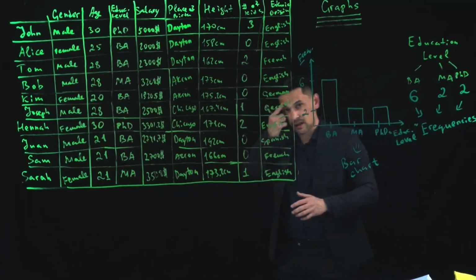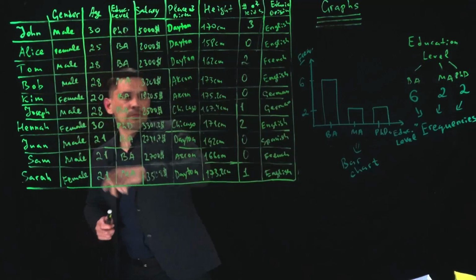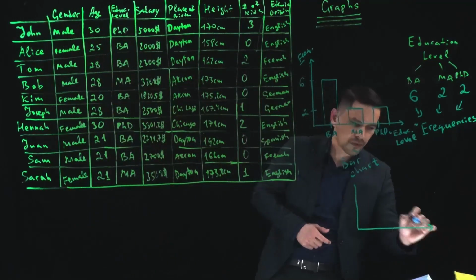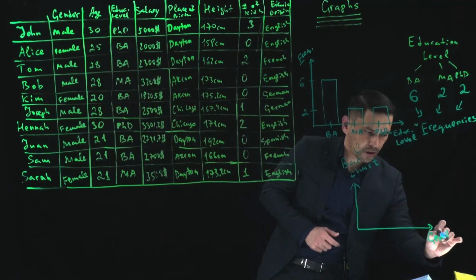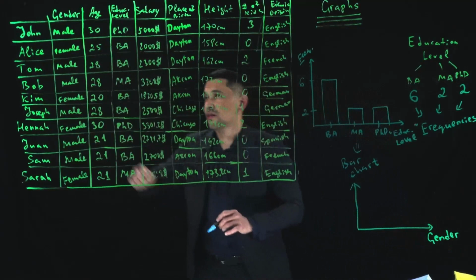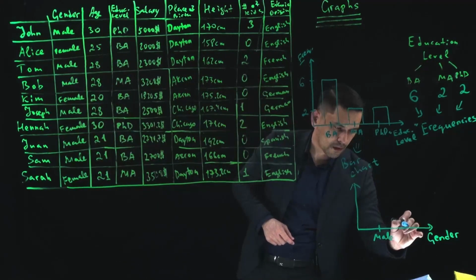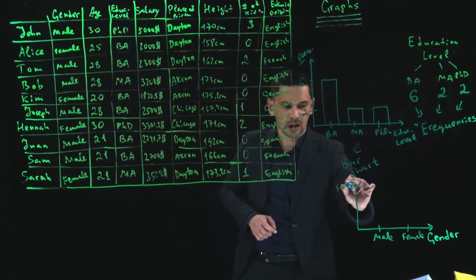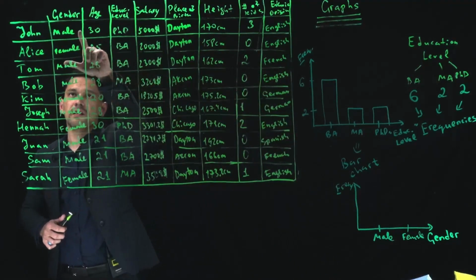I'll give you one more example, guys. Let's build a bar chart for the variable gender. So again, I'm going to have to build 2 axes like this. Then I'm going to write the name of the variable, which is gender. Now, the values of this variable are male and female. And the y-axis is going to show the frequencies. Now, the frequencies for the values are 6 and 4.